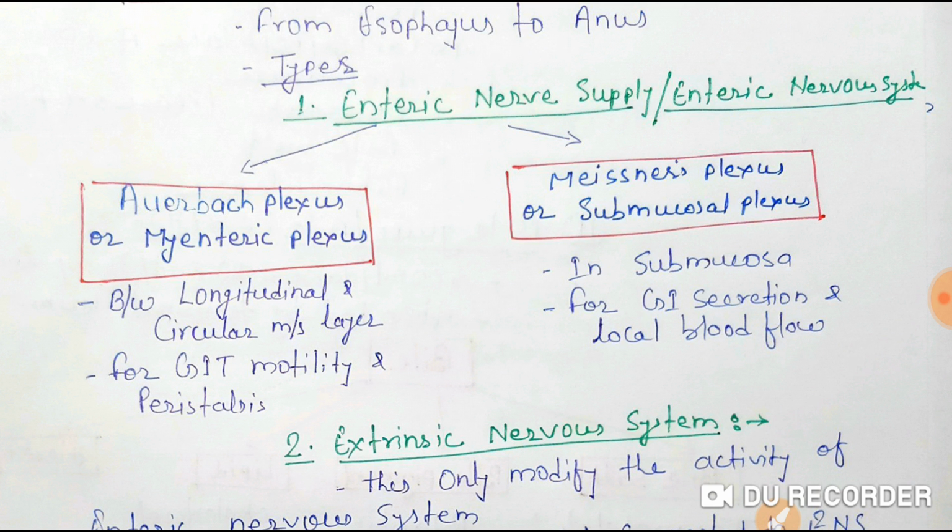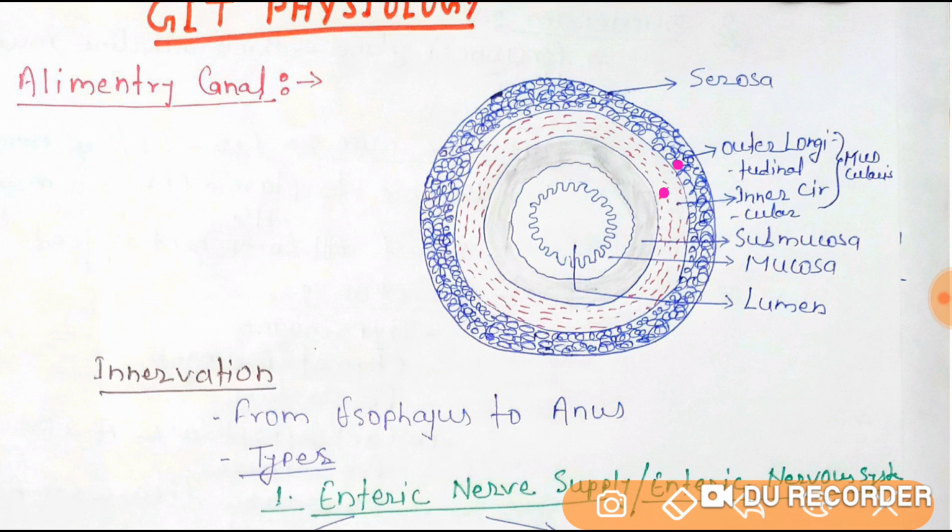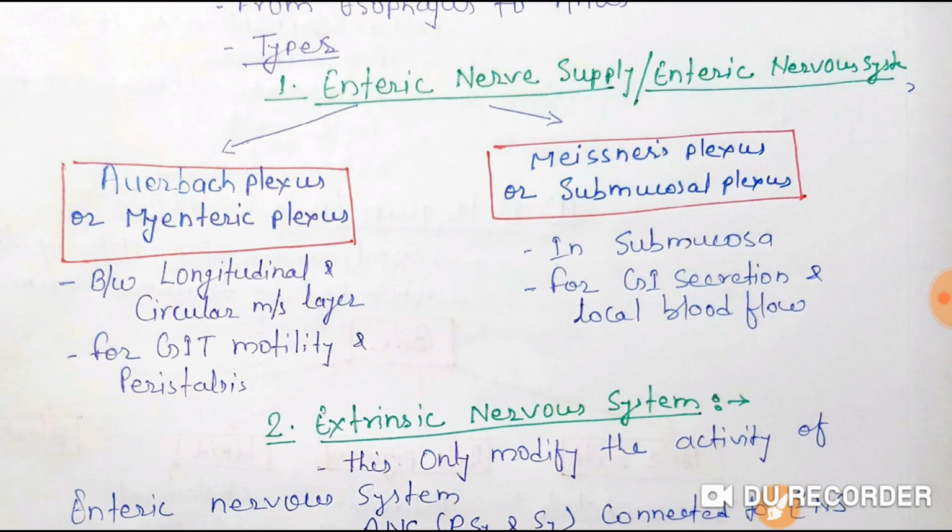Next is the Auerbach plexus or myenteric plexus. It is situated between the longitudinal and circular muscle layers. Because it is present in the muscles, it has the property of contraction and relaxation, so it is responsible for peristaltic movement and propagates the digested food forward.